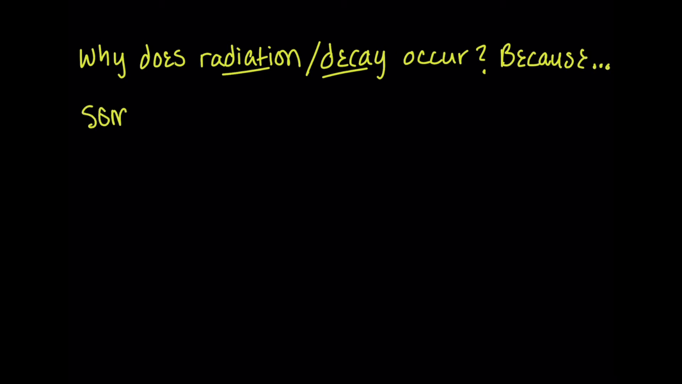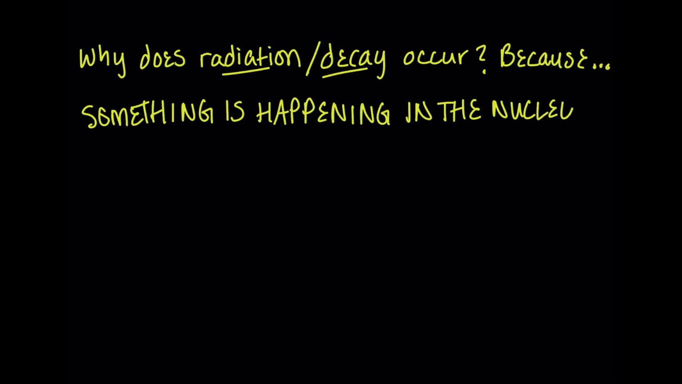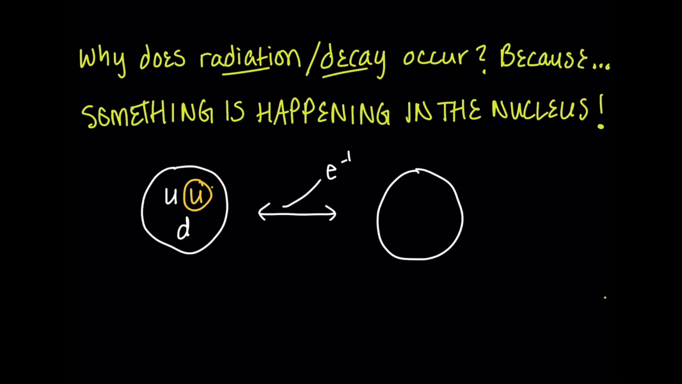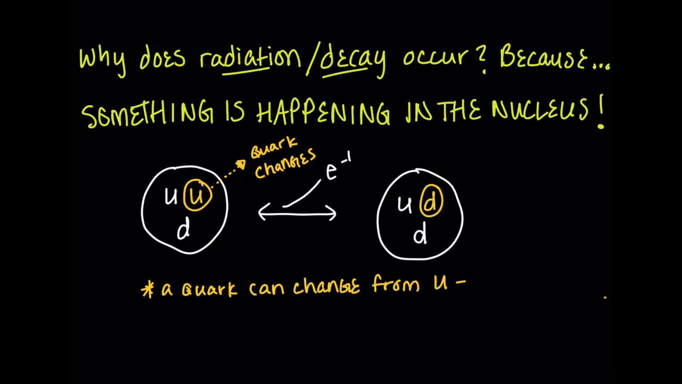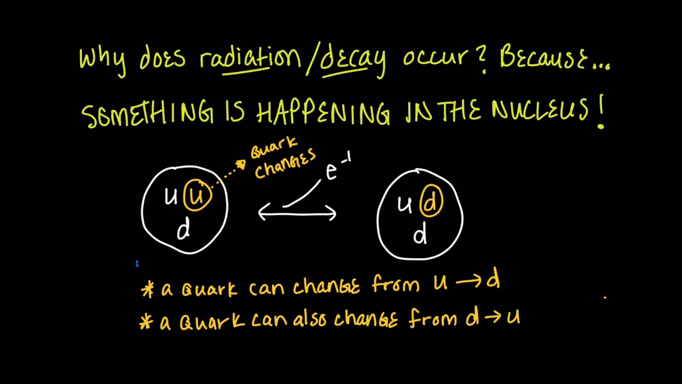So why does radiation or decay occur? Because something is happening in the nucleus. When an up quark changes to a down quark, or when a down quark changes to an up quark, it causes the identity of the subatomic particles to change. So it causes a proton to become a neutron or a neutron to become a proton.